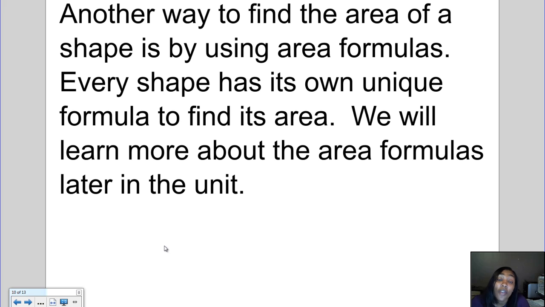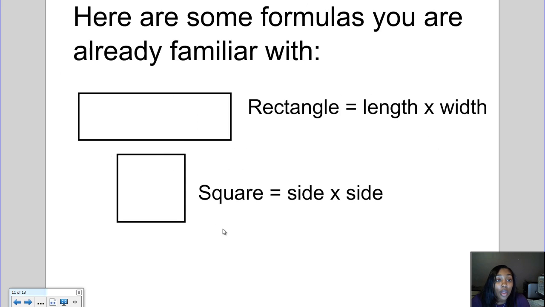Now, another way to find the area of a shape, especially if you don't have the squares nicely fitting on the inside, is by using an area formula. Every shape has its own unique area formula, and we're going to learn more about the area formulas later on in the unit. But here are a few formulas that you are already familiar with.